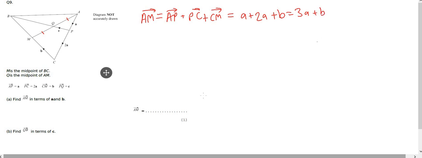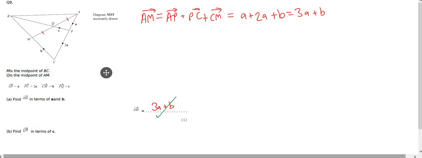Okay, so let's do AM first. If we start at A and we get to M, well then we're going to have to go from A to P to C to M. So that's going to be AP plus PC plus CM, and we're given all those vectors. So AP was a, PC was 2a, and CM was b. So we've got 3a plus b. That's that part of the question taken care of.